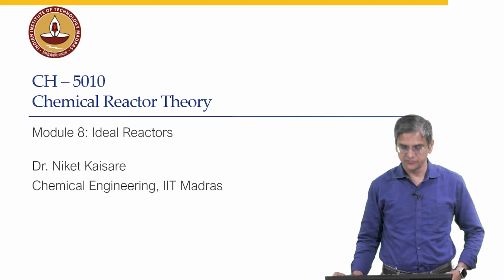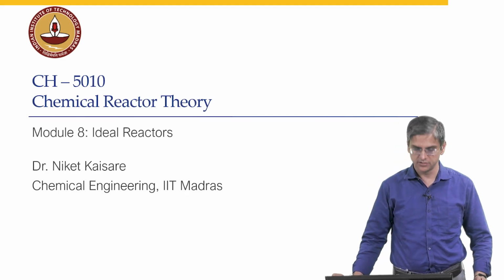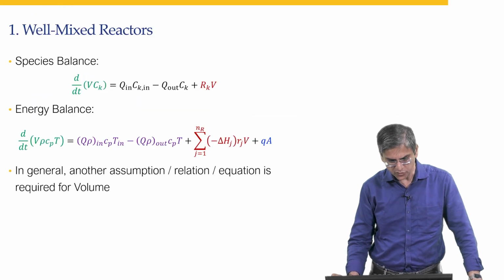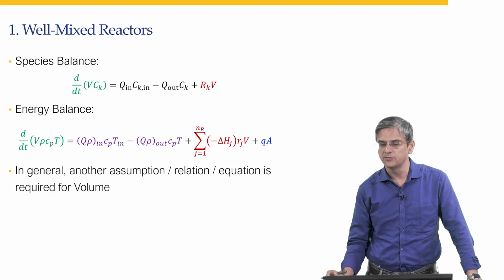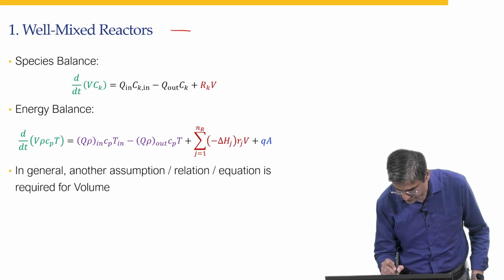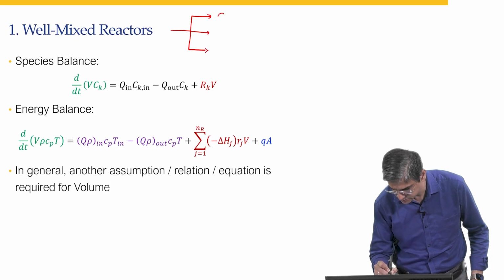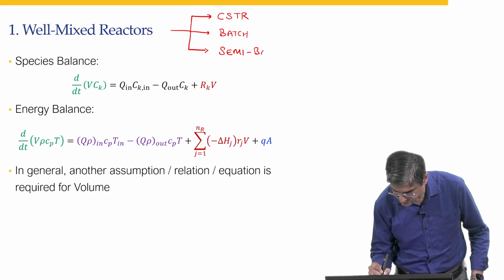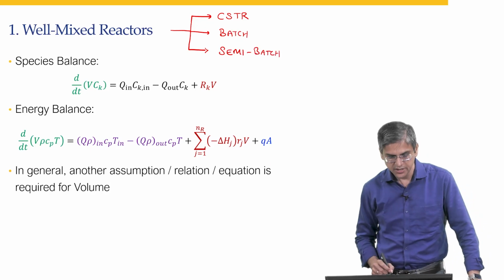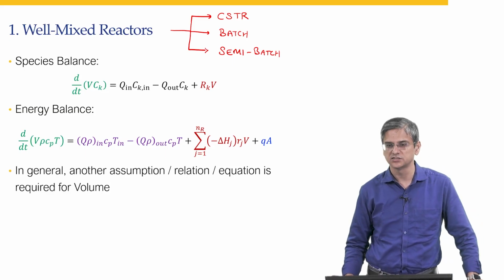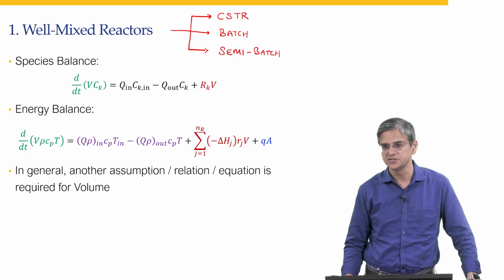Welcome back to CH5010 Chemical Reactor Theory. We are just trying to finish off our module 8, which is on ideal reactors. If you are talking about well mixed reactors, we have basically 3 ideal reactors: CSTR, batch, and semi batch. If the system is isothermal, you only have species balance. If the system is non isothermal, you will also have energy balance equations.